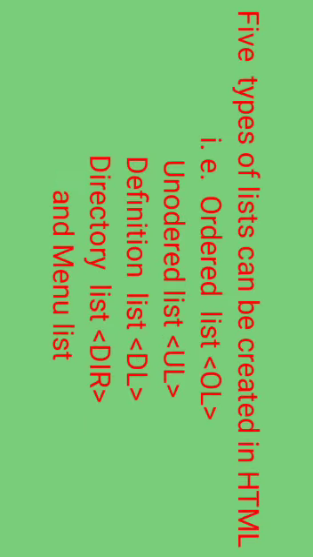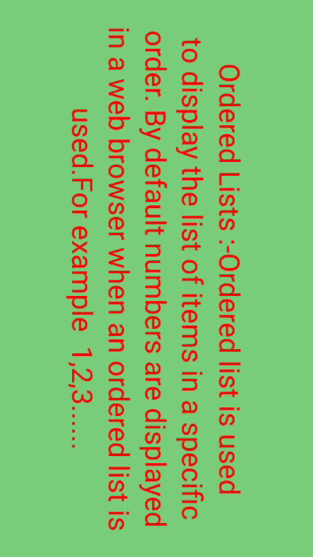5 types of list can be created in HTML, that is ordered list, unordered list, definition list, directory list and menu list. Ordered list. Ordered list is used to display the list of items in a specific order. By default, numbers are displayed in a web browser when an ordered list is used. For example, 1, 2, 3.